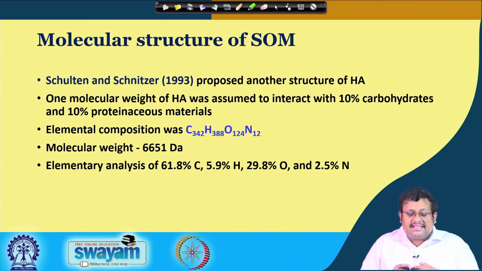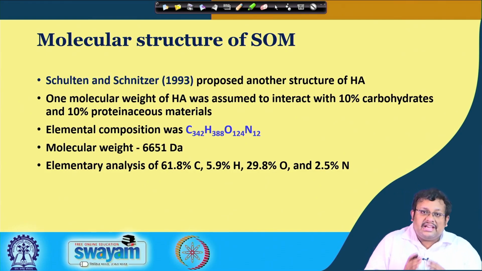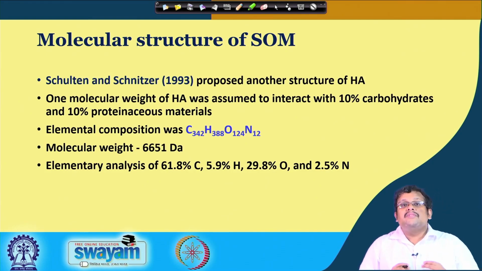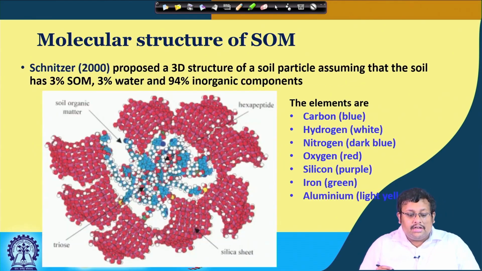And in the elementary analysis of that humic acid, they found that it contains 61.8% of carbon, then 5.9% of hydrogen, 29.8% of oxygen and only 2.5% of nitrogen. So, these are some molecular structures given by different scientist groups.